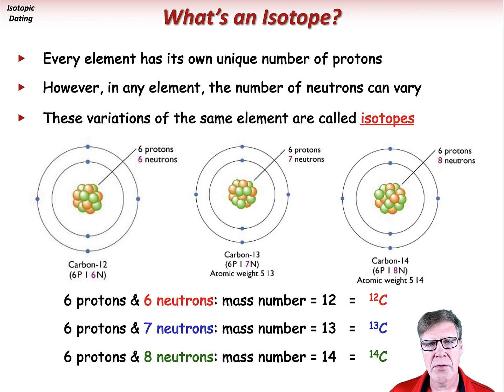As it turns out, carbon-12 and carbon-13 are what are called stable isotopes and do not experience radioactive decay, whereas carbon-14 does experience radioactive decay. And although carbon-12 and 13 are useful in other ways, only carbon-14 is unstable and experiences radioactive decay, so it's useful for isotopic dating.